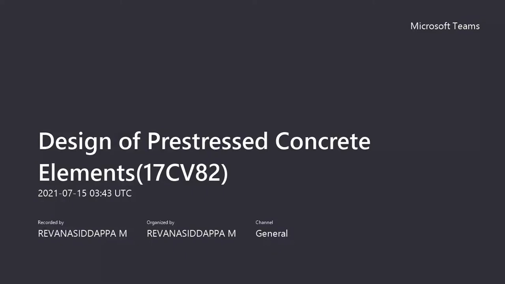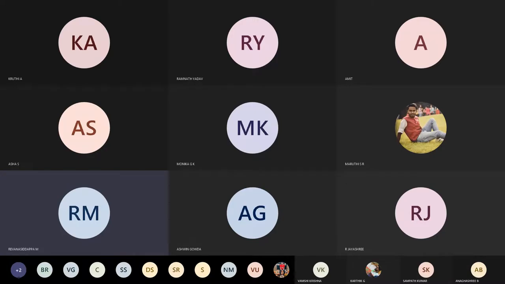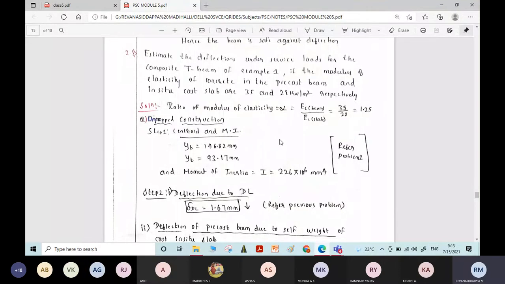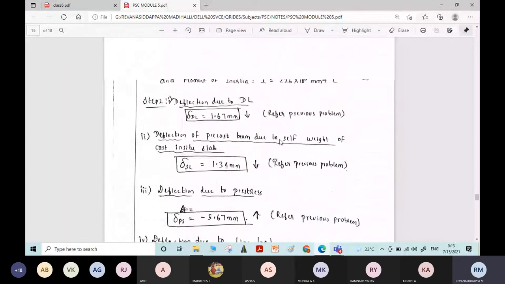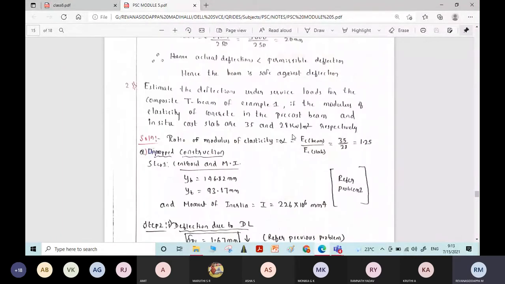I have discussed two problems. Just I explained the procedure. Today we will solve both the problems. Means this second problem on deflection and one problem on resolution. Okay. We will solve both these two problems.